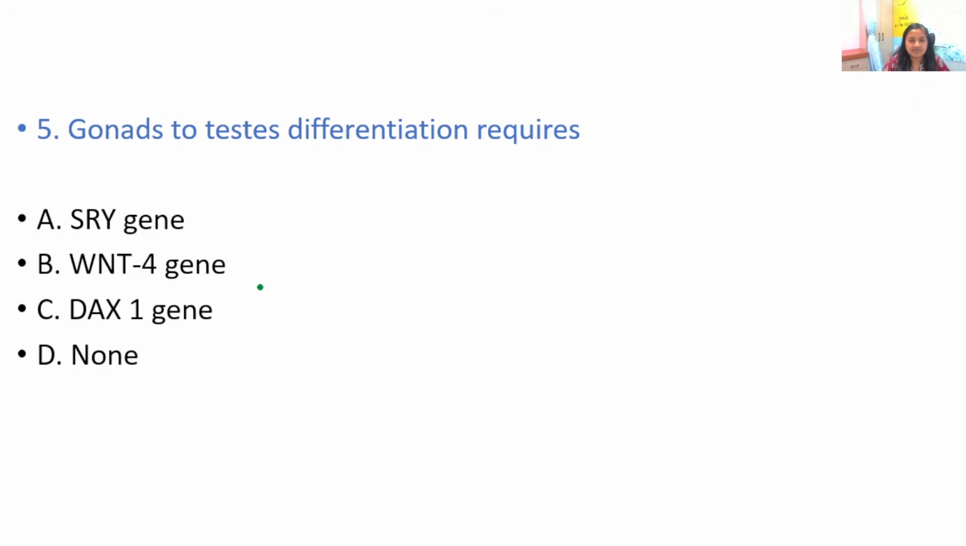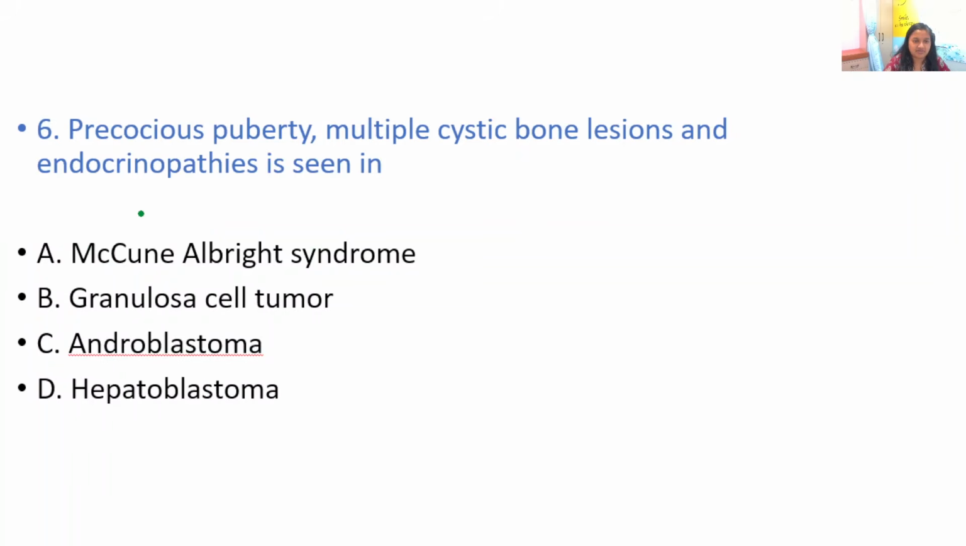Gonads to testis differentiation requires the SRY gene. Remember this, gonads to testis differentiation requires SRY gene. Precocious puberty, multiple cystic bone lesions and endocrinopathies are seen in McCune-Albright syndrome. Remember that in this syndrome there is replacement of the bone by fibrous tissue, along with endocrinopathies and precocious puberty. So this you will see in McCune-Albright syndrome.